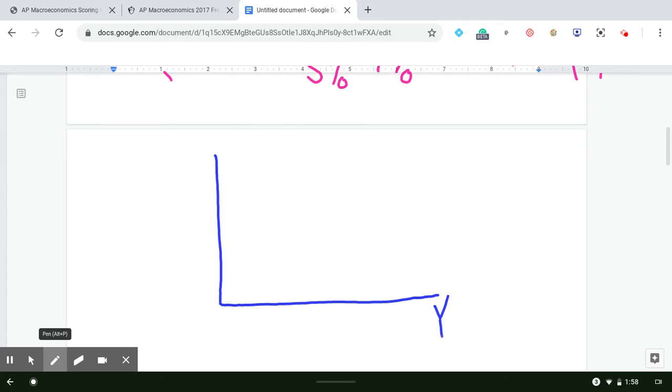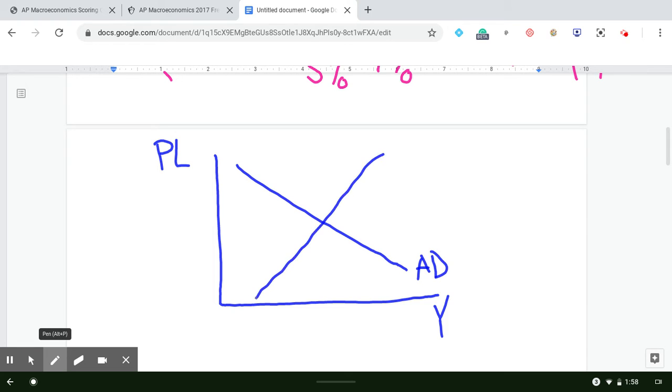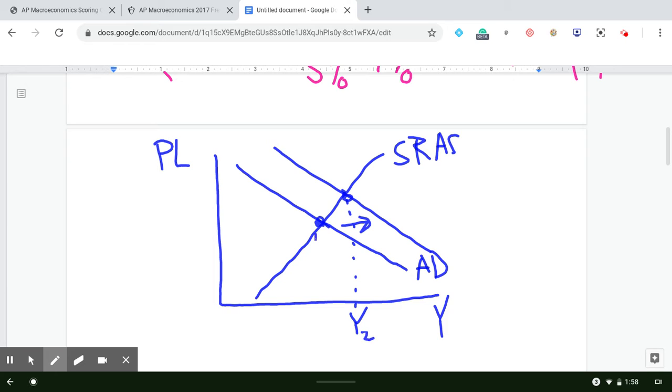Y, price level, downward sloping aggregate demand, upward sloping short run aggregate supply. Increasing government spending, increasing government transfers, or decreasing taxes will result in this. It'll increase the GDP, but the trade-off is it will increase the price level.